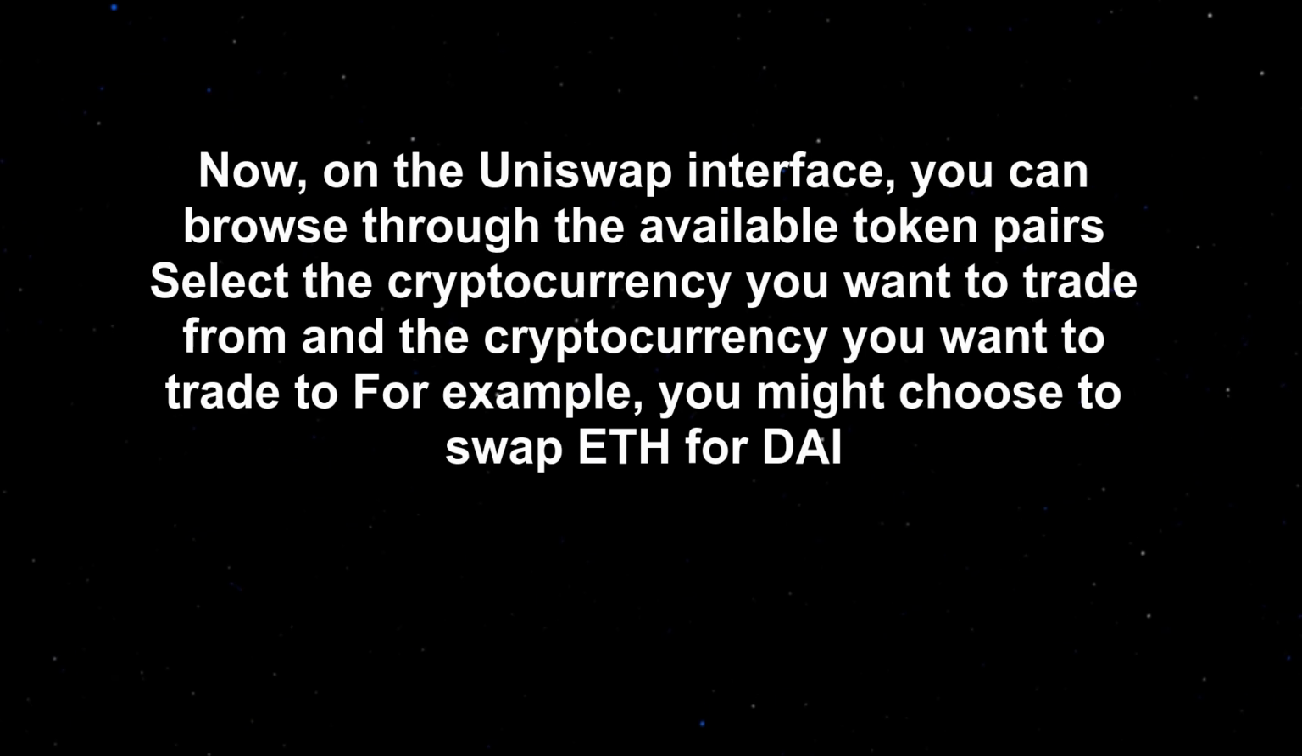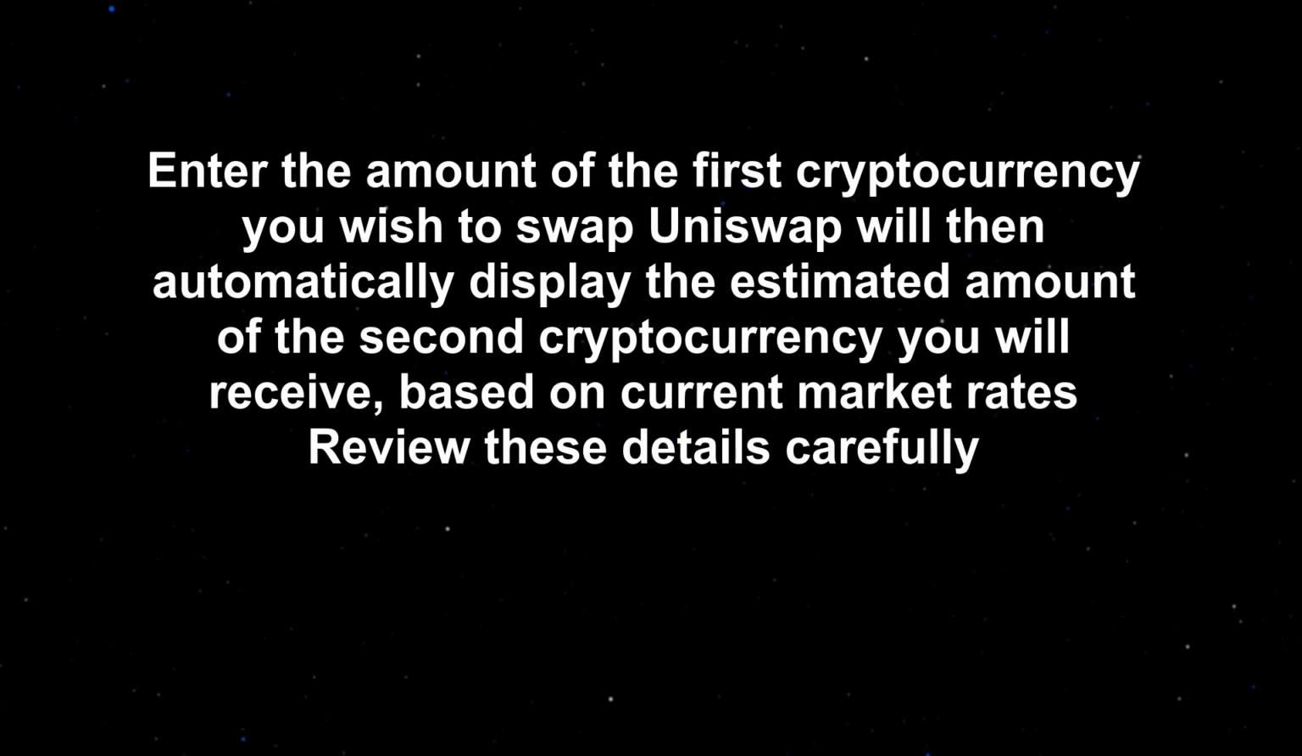Now, on the Uniswap interface, you can browse through the available token pairs, select the cryptocurrency you want to trade from, and the cryptocurrency you want to trade to. For example, you might choose to swap ETH for DAI. Enter the amount of the first cryptocurrency you wish to swap. Uniswap will then automatically display the estimated amount of the second cryptocurrency you will receive, based on current market rates. Review these details carefully.